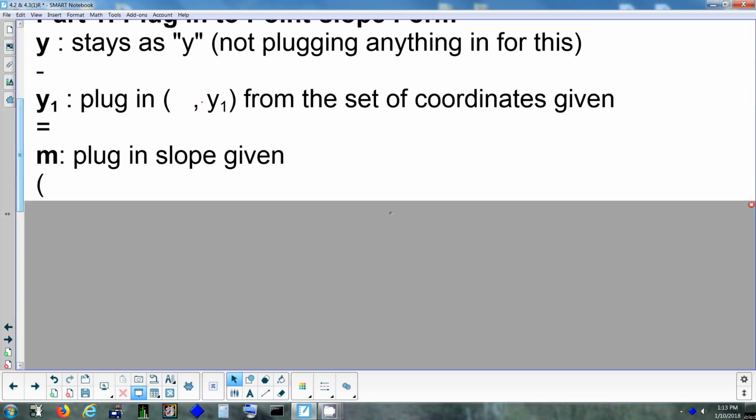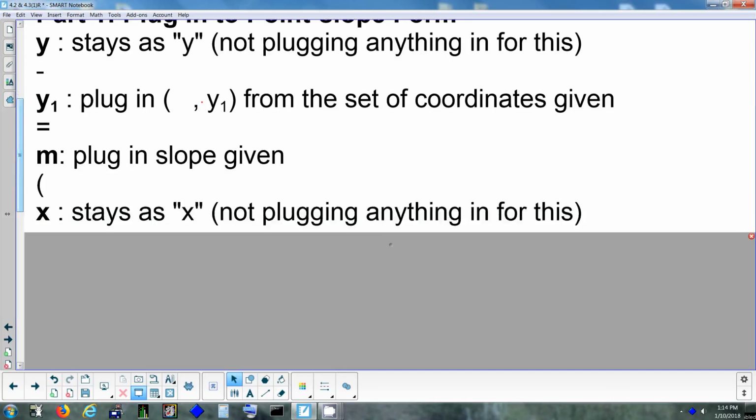Is this the side of the parenthesis? So make sure you don't forget to put it there. We'll start our parenthesis. So we get the M, and after the M is what? We got the M, we got the side of the parenthesis. What's after that? The X. Same as Y, X stays as X. There's nothing you have to put there. This stays as the letter X, it's part of the formula, it doesn't change. We're not going to plug anything in for that.